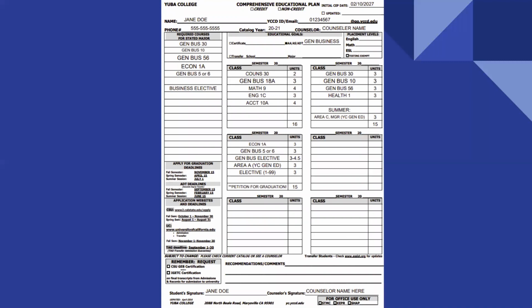You have the amount of units you're taking per semester. You have the name of your counselor. You have the study or program that you're currently in. And you have the month and the year that you're currently graduating, okay?